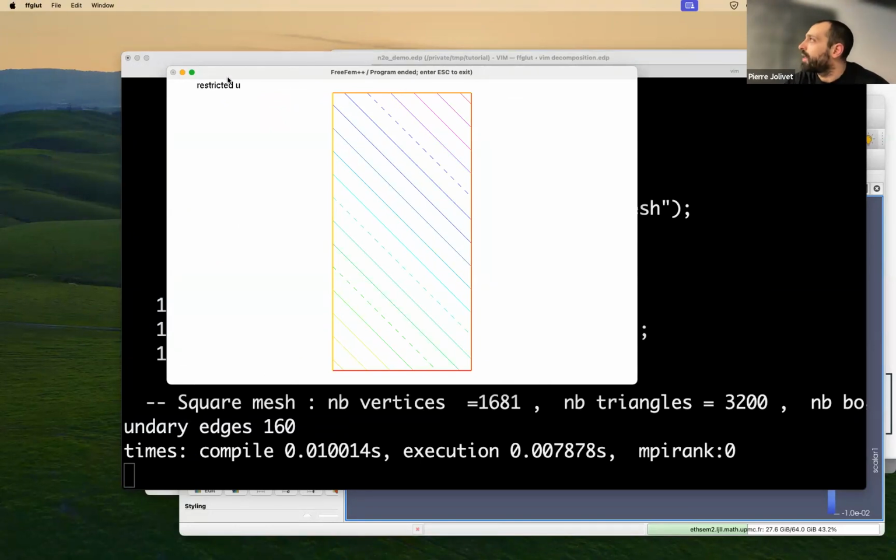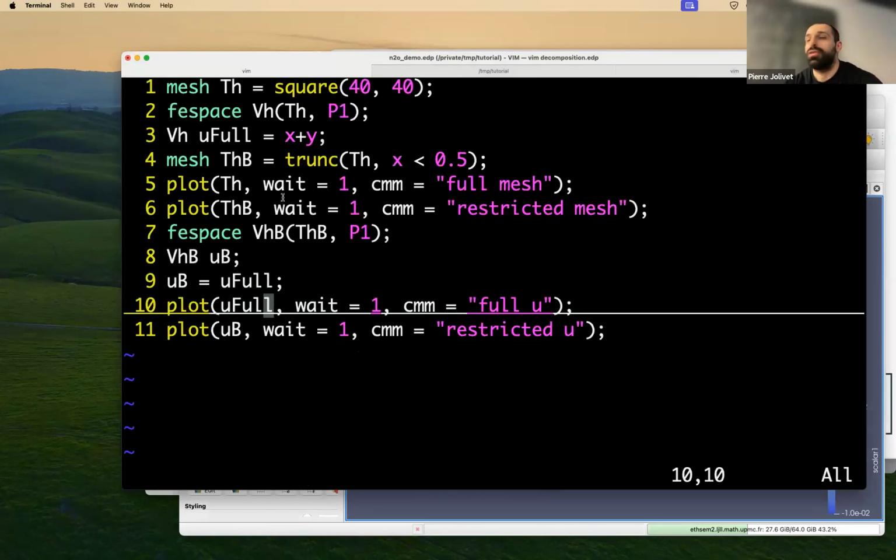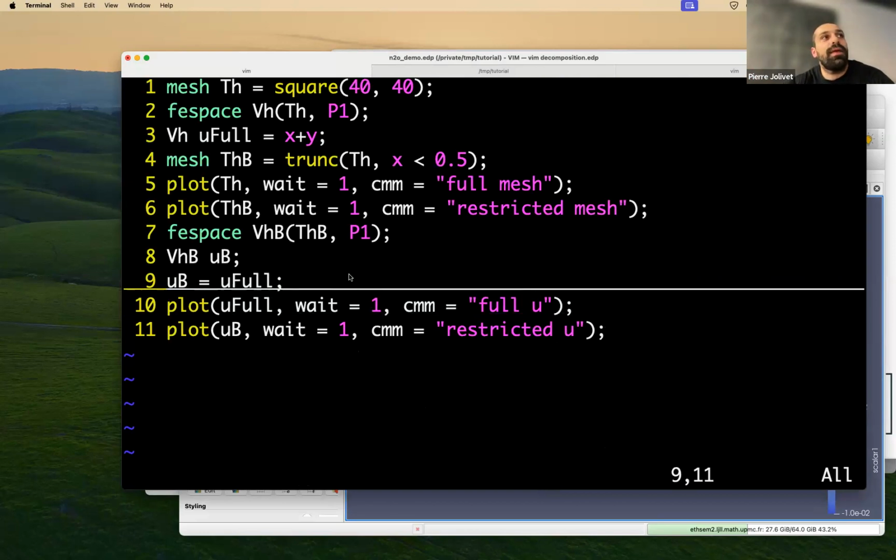So far, so good. There is one issue, though, if you do this. I mean, it's not an issue, but it's something which is quite inefficient. When you do line 9, what FreeFEM does internally is basically interpolate, for all degrees of freedom in VHB, the value of U full. Okay? But in practice, there is no need for such an interpolation because we know that one mesh is a restriction of the other. So basically, we just want to look at the arrays of the degrees of freedom of U full and just restrict and pick up the good degrees of freedom that are still in VHB.